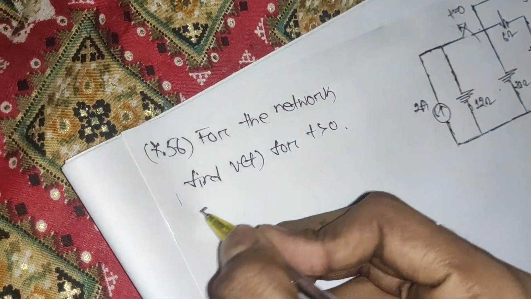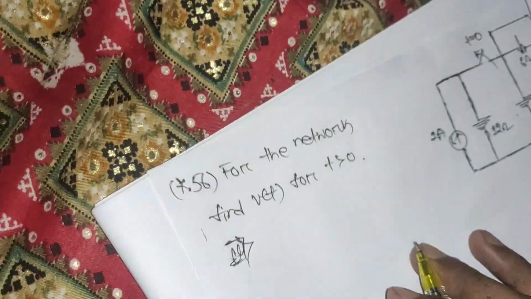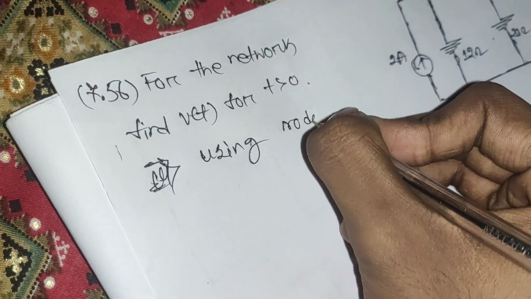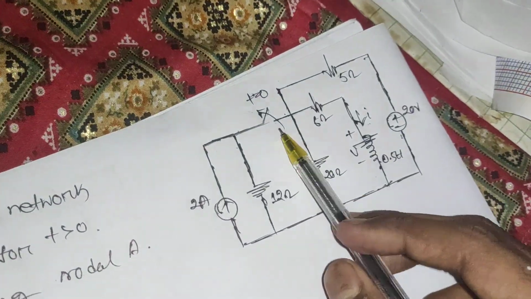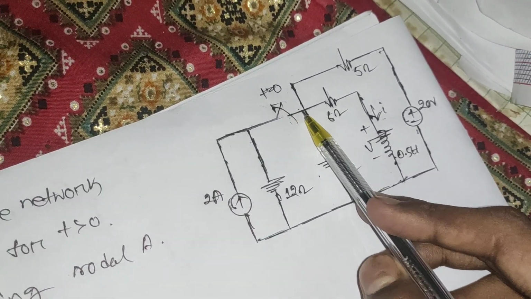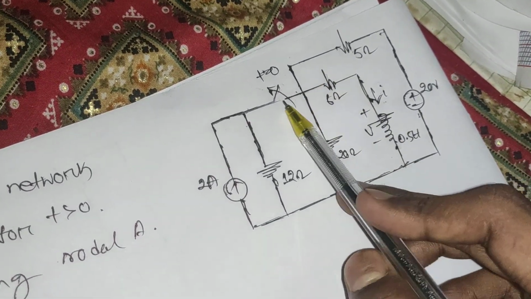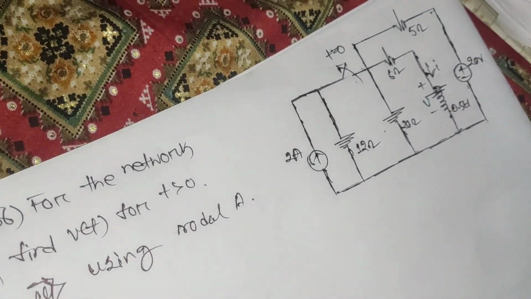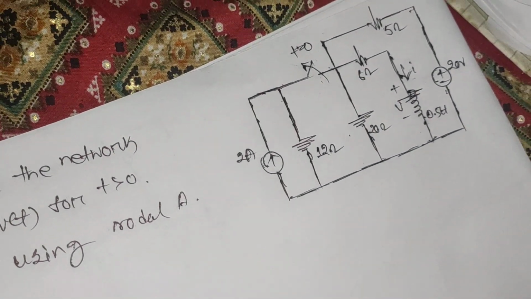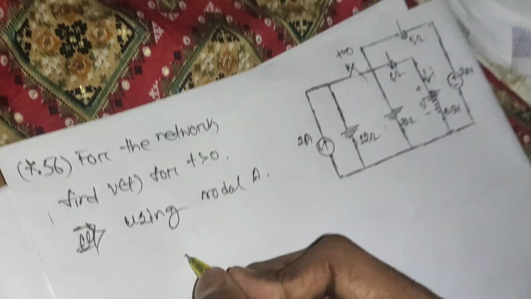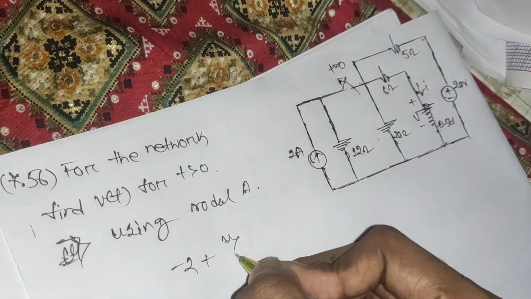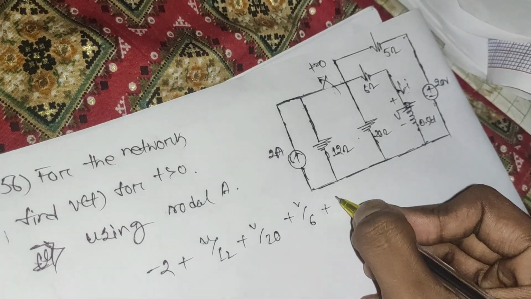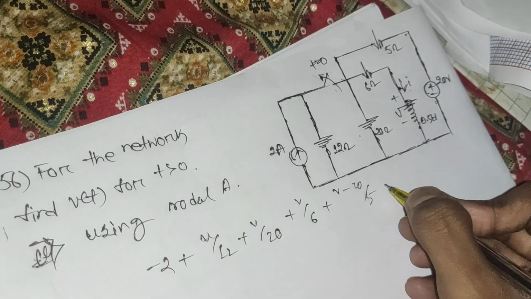So let's simply apply nodal analysis. Using nodal analysis, the switch is closed, so we have one node in the whole circuit. We have one terminal, and it will be replaced as a short circuit, right? So the equation will be -2 plus v by 12 plus v by 20 plus v by 6 plus (v minus 20) divided by 5 equals 0.